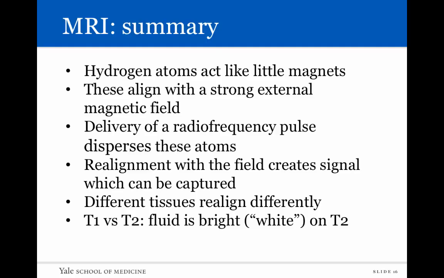So in summary, our body is made up of multiple hydrogen atoms, and each of these hydrogen atoms act like little magnets. When we place our body inside a strong external magnetic field, the majority of these hydrogen atoms will align with that field. Now, if we're able to deliver an electric pulse that scatters these atoms, they'll go in all different directions. If we take that pulse away, once again these hydrogen atoms will align with the strong external magnetic field. The rates at which they align result in electric signal that can be detected by a computer, and this results in T1 and T2 weighted images.